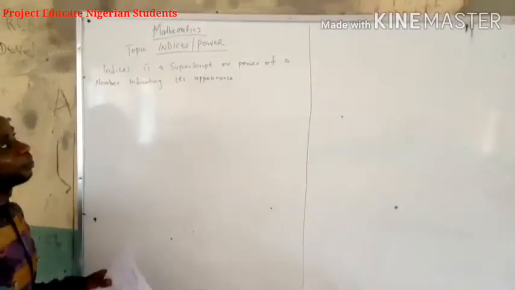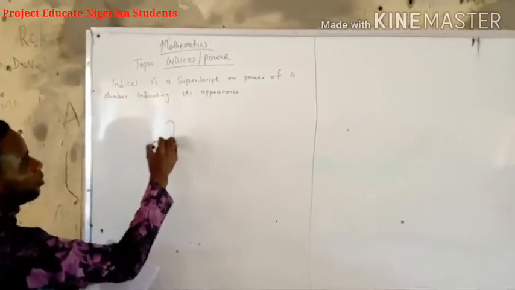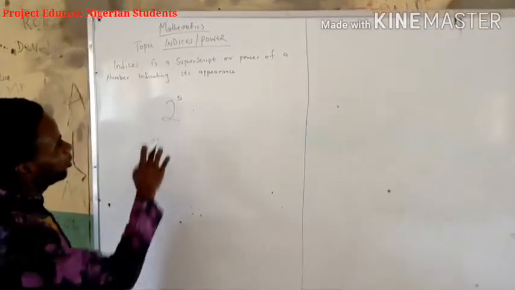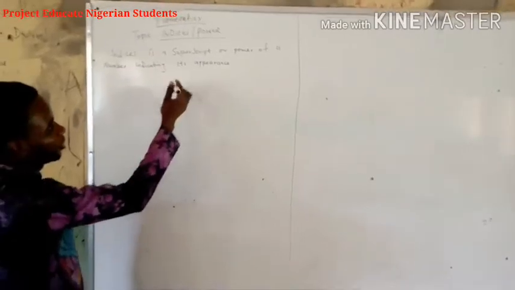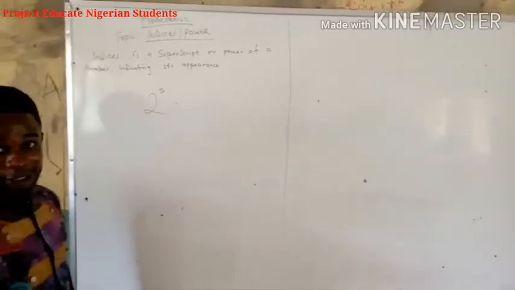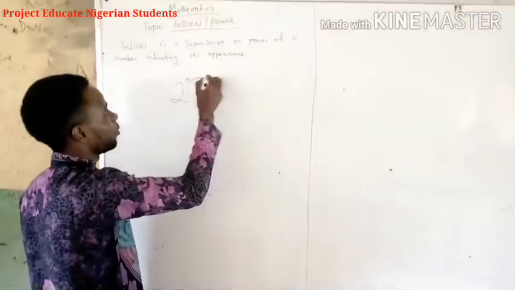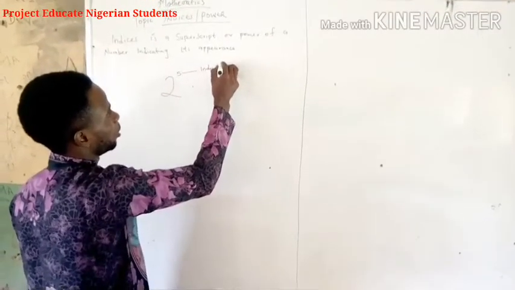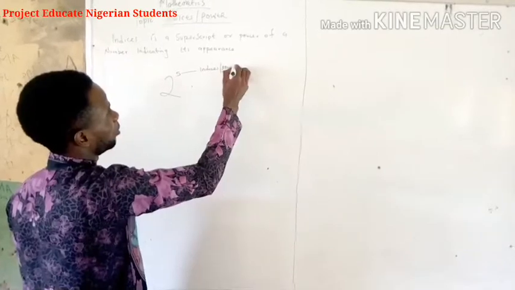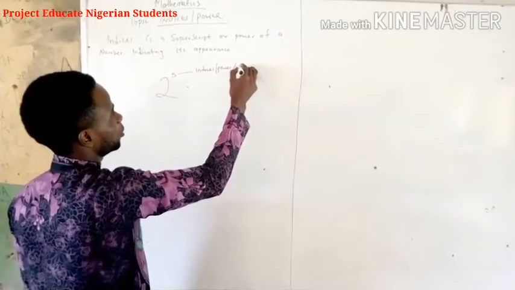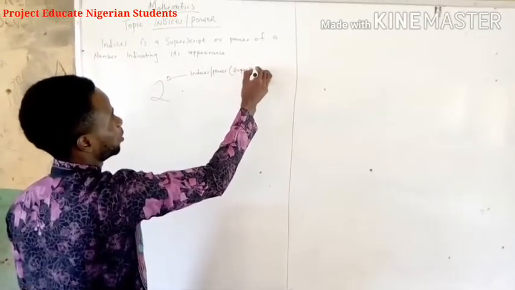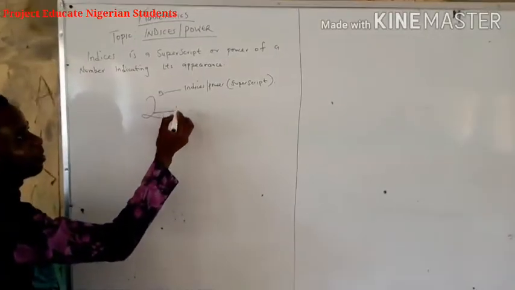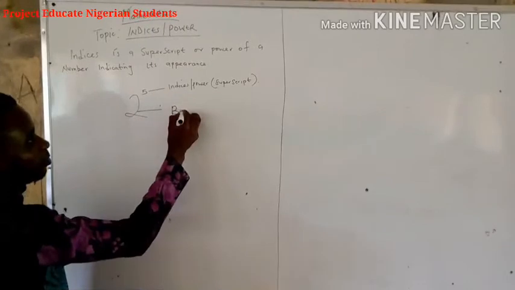As we said earlier, we have 2 raised to the power 5. Now it means this 2 is appearing how many times? 5 times. This is called the indices, or the power. So here we have the indices. You can call it power, but in English it's called superscript. And this number here is called the base.